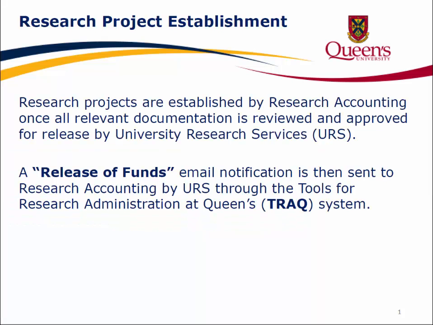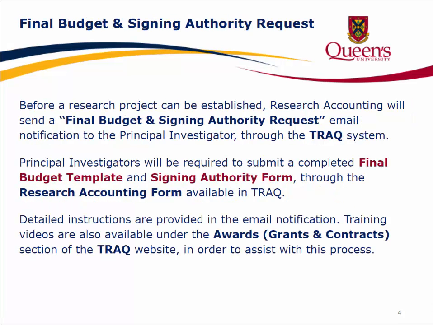Research projects are established by Research Accounting once all relevant documentation is reviewed and approved for release by University Research Services. Once this occurs, URS will send a Release of Funds email notification to Research Accounting through the Tools for Research Administration at Queen's system, also known as the TRAC system. Before a research project can be established, Research Accounting will send a final budget and signing authority request email notification to principal investigators through TRAC.